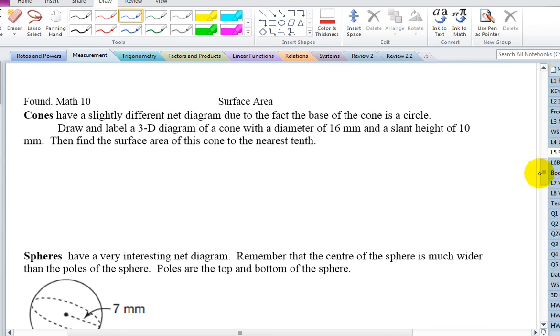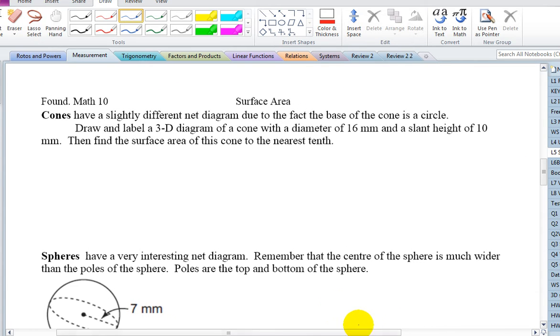Okay, turn it over. Cones. So the cone, the net diagram, is a circle, and then it's kind of like a dunce cap type shape. The 3D shape, I start by drawing the lateral sides, draw a circle, and then do a dashed line for the back.